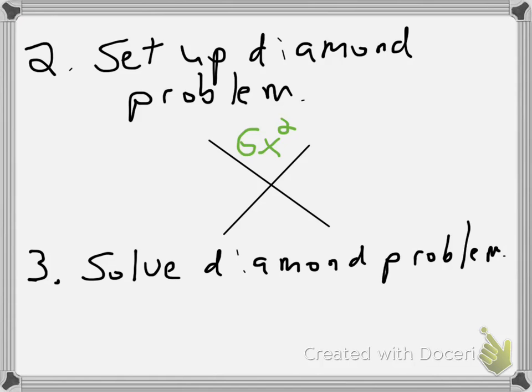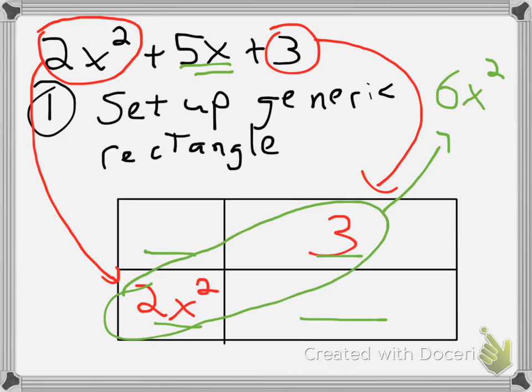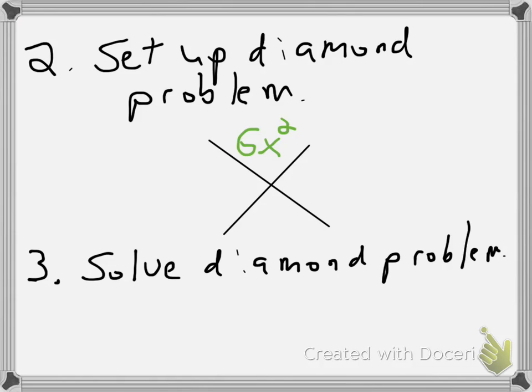And then what goes in the bottom of the diamond problem is this middle term that we didn't put in the rectangle yet. So 5x is what goes in the bottom of the diamond problem. I'm now looking for things that multiply to give 6x squared and add up to 5x. And so step 3, as you can see, is to solve the diamond problem.